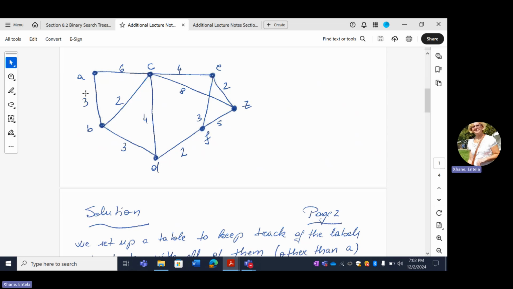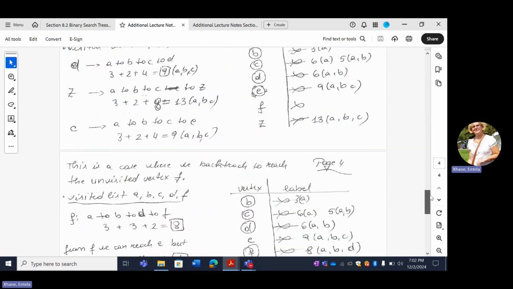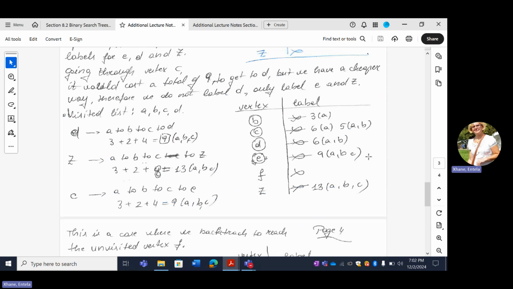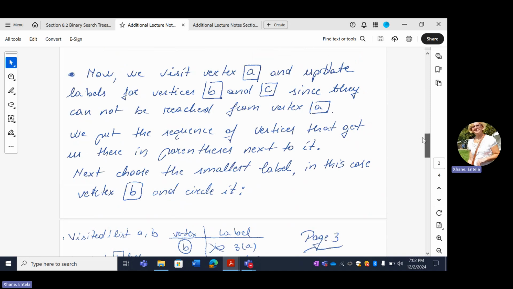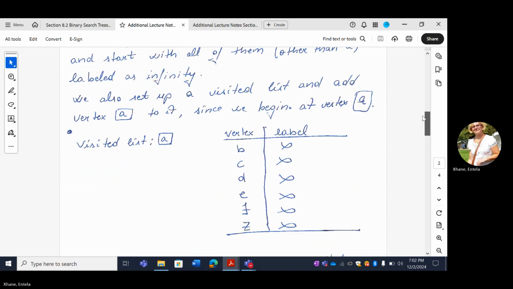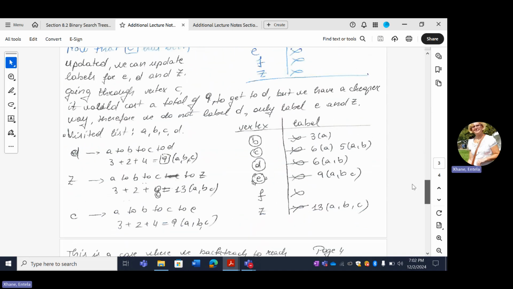So I can reach E if I go A, B, C. That's why you see in this table, I'm reaching E, 9, A, B, C. So I'm using the A, B, C route, 9 units. A to B to C to E, 9 units. And then once I do this, remember I crossed out the infinity.